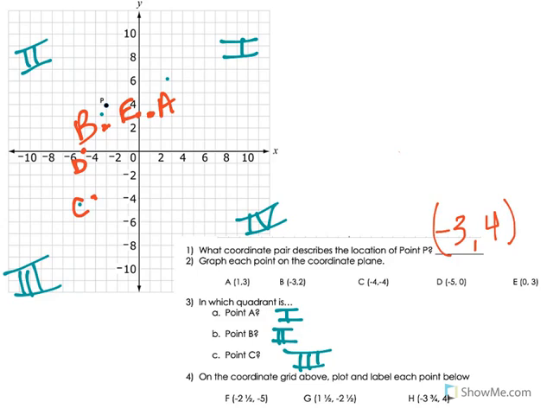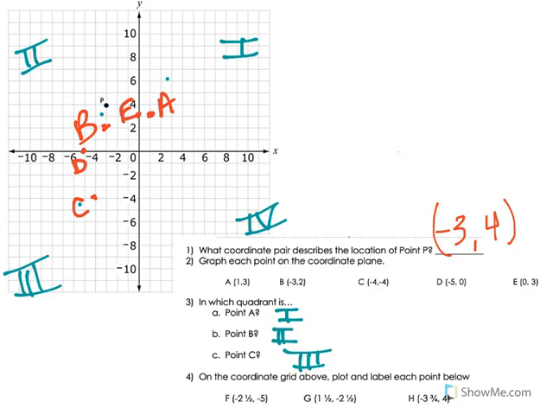And lastly, number 4 says, on the coordinate grid above, plot and label each point below. One thing I noticed that is different from A through E is that these ordered pairs have fractions. I look at my coordinate plane and see that all of the numbers are whole numbers, so I know I will most likely be plotting in between numbers, and that is okay. I'm going to use my understanding of the number line and where numbers lie on it to help me do this.